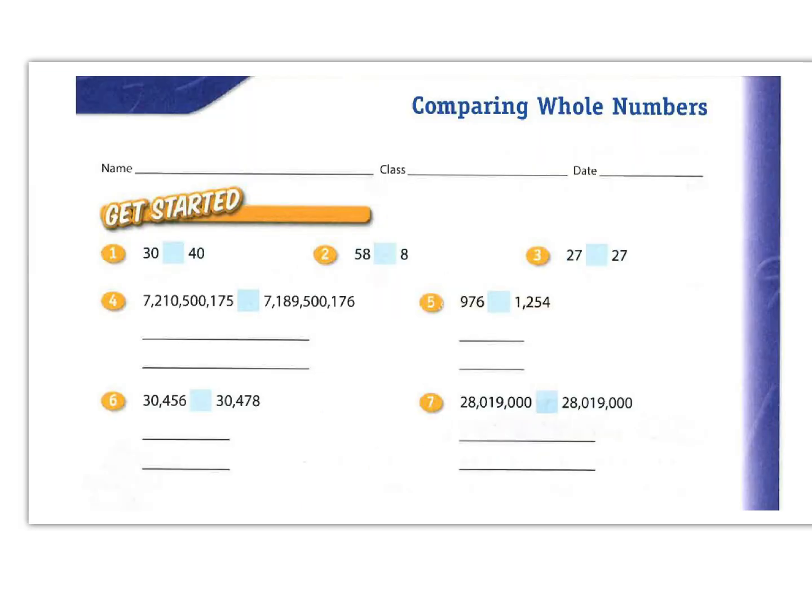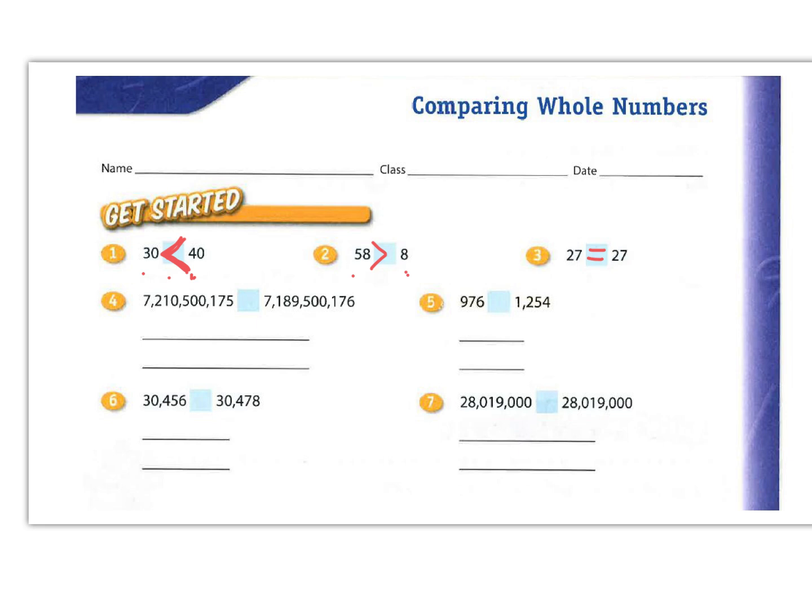All right, so we are comparing whole numbers here. We have 30 and 40. Well, we know that there is a 4 in the tens place, so that one is bigger than the 3 in the tens place, so it's going to say 30 is less than 40. Here we have 50 compared to 8, or 58. So 58 is greater than 8. And here we have 27 is equal to 27.